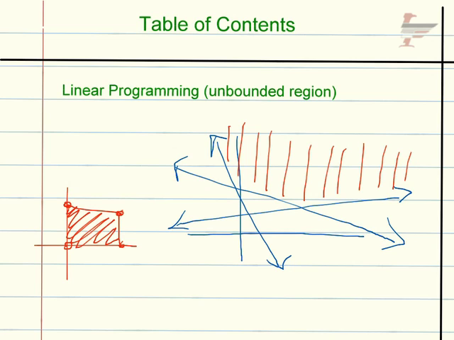On an unbounded region, however, your vertices would be here, and here's a vertex. So maybe you find one of those vertices to be a max and another a min, but as you go further out, because it's not bounded, you might actually run into something that makes it bigger and bigger and bigger.